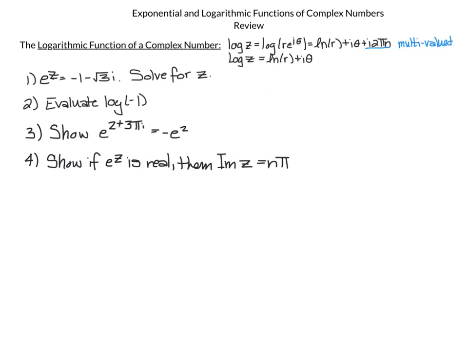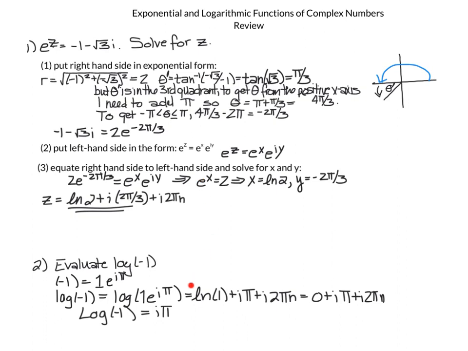Last, I have 4 problems for you to try. The first one is e to the z equals -1 minus square root of 3 i, and you're asked to solve for z. The next is to evaluate log of -1. The third problem is to show that e raised to the 2 plus 3 pi i is equal to -e squared. And last, if e to the z is real, then show that the imaginary part of z is equal to n pi. Here are the solutions to the 2 problems.